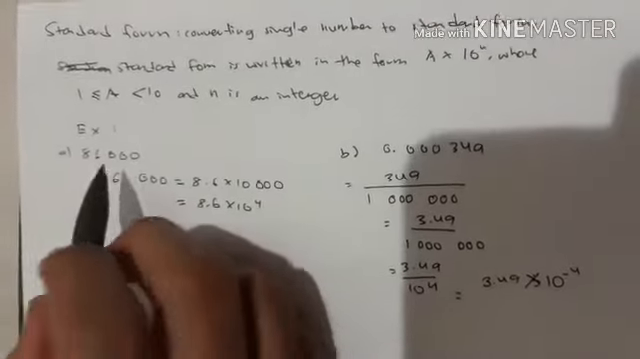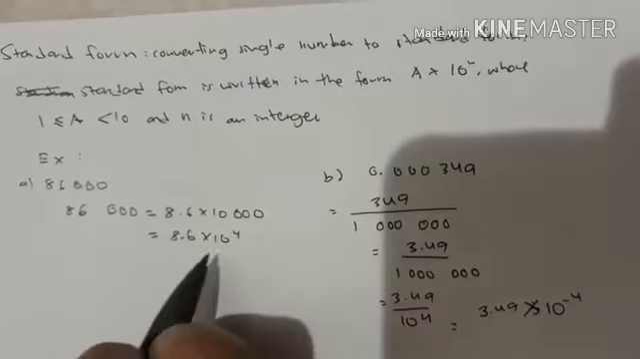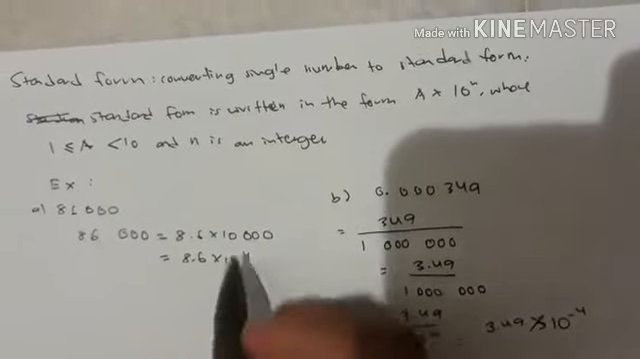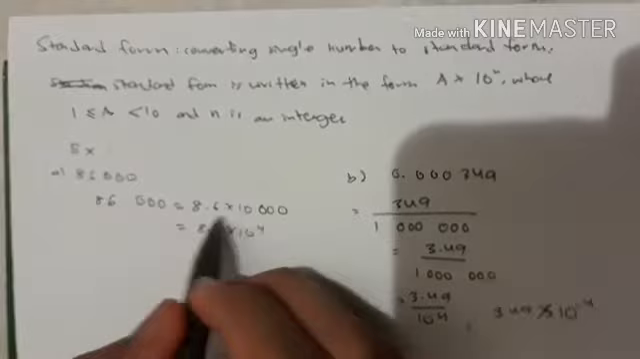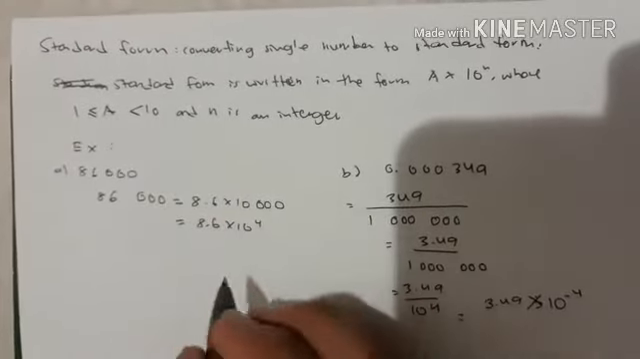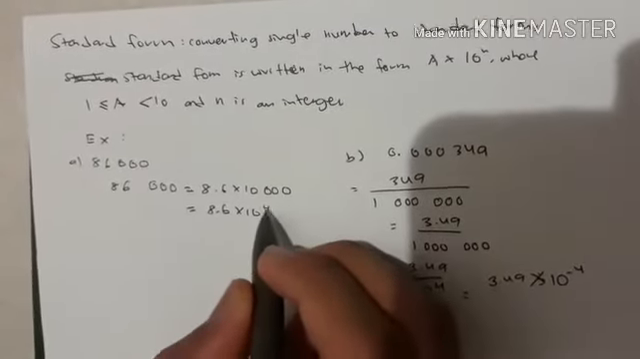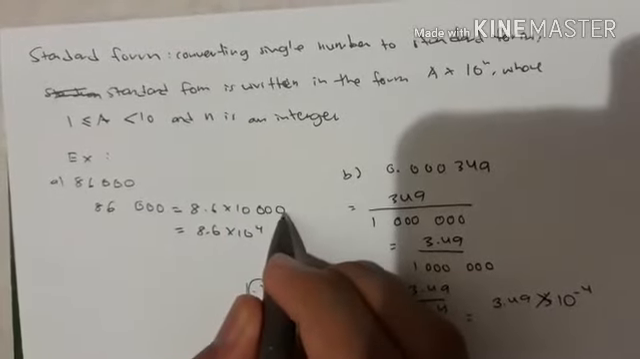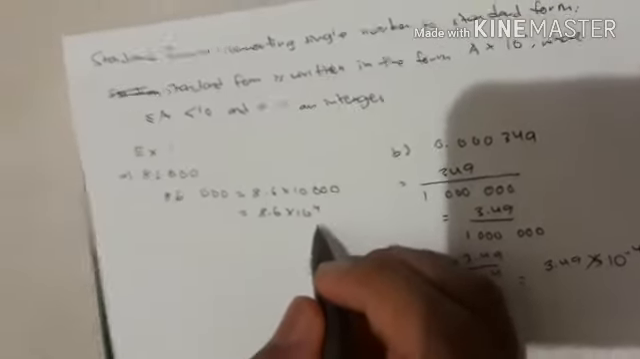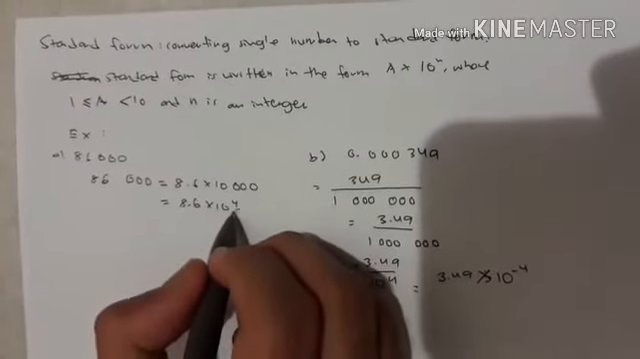Okay, let's look at this. 86,000 can be written as 8.6 times 10 to the power of 4, because we need to make it into a decimal number like this, just 2 digits. Then when we count, if we count 4 times, we got the power 4.